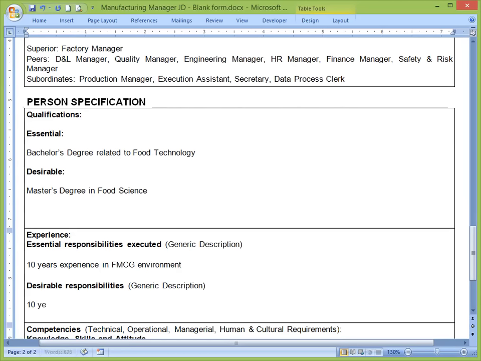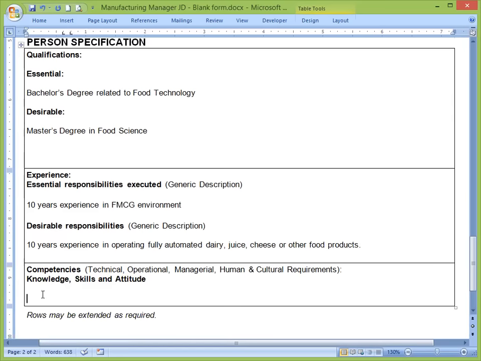You can say also 10 years experience as desirable in operating fully automated dairy or juice or cheese plants, or other food products. Okay. Almost there. Almost done.